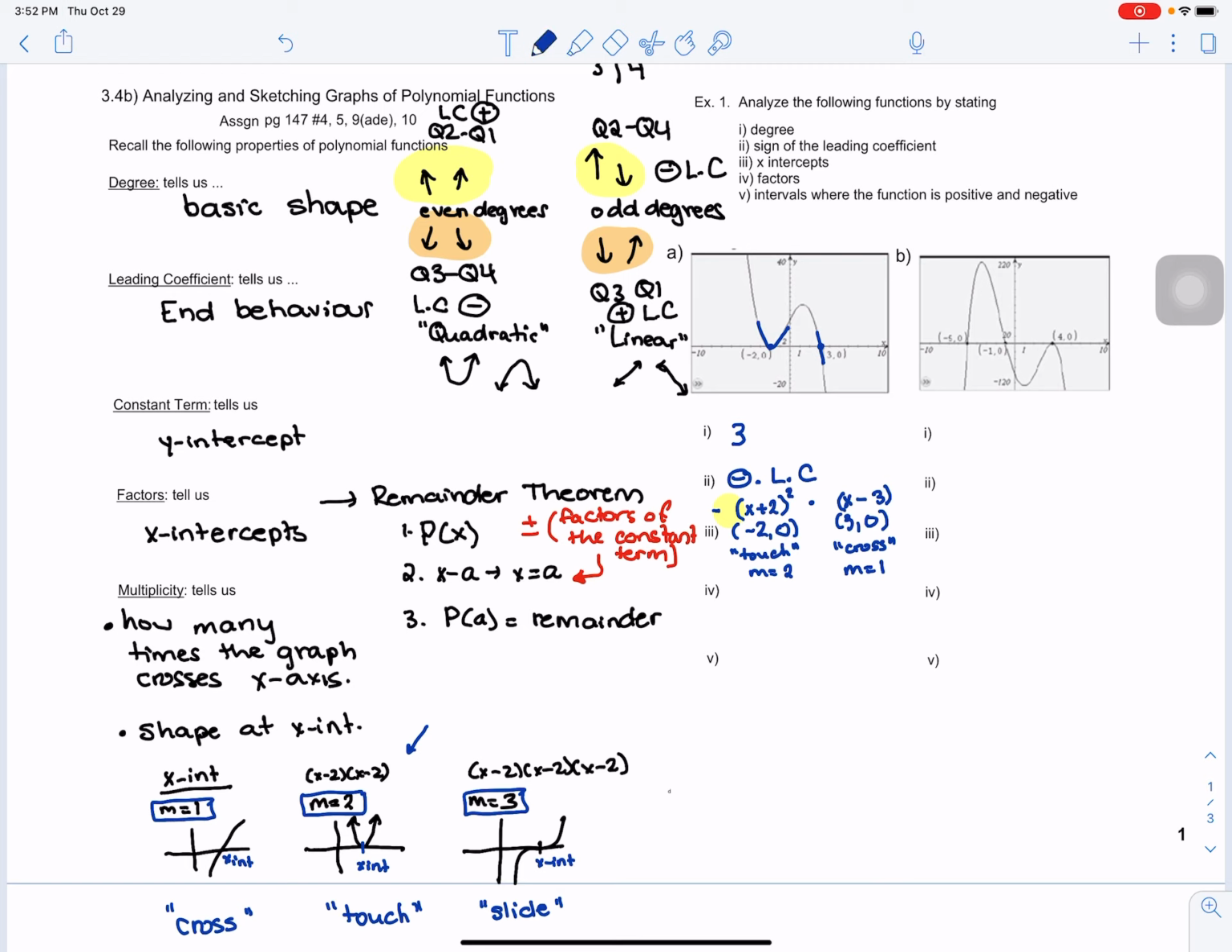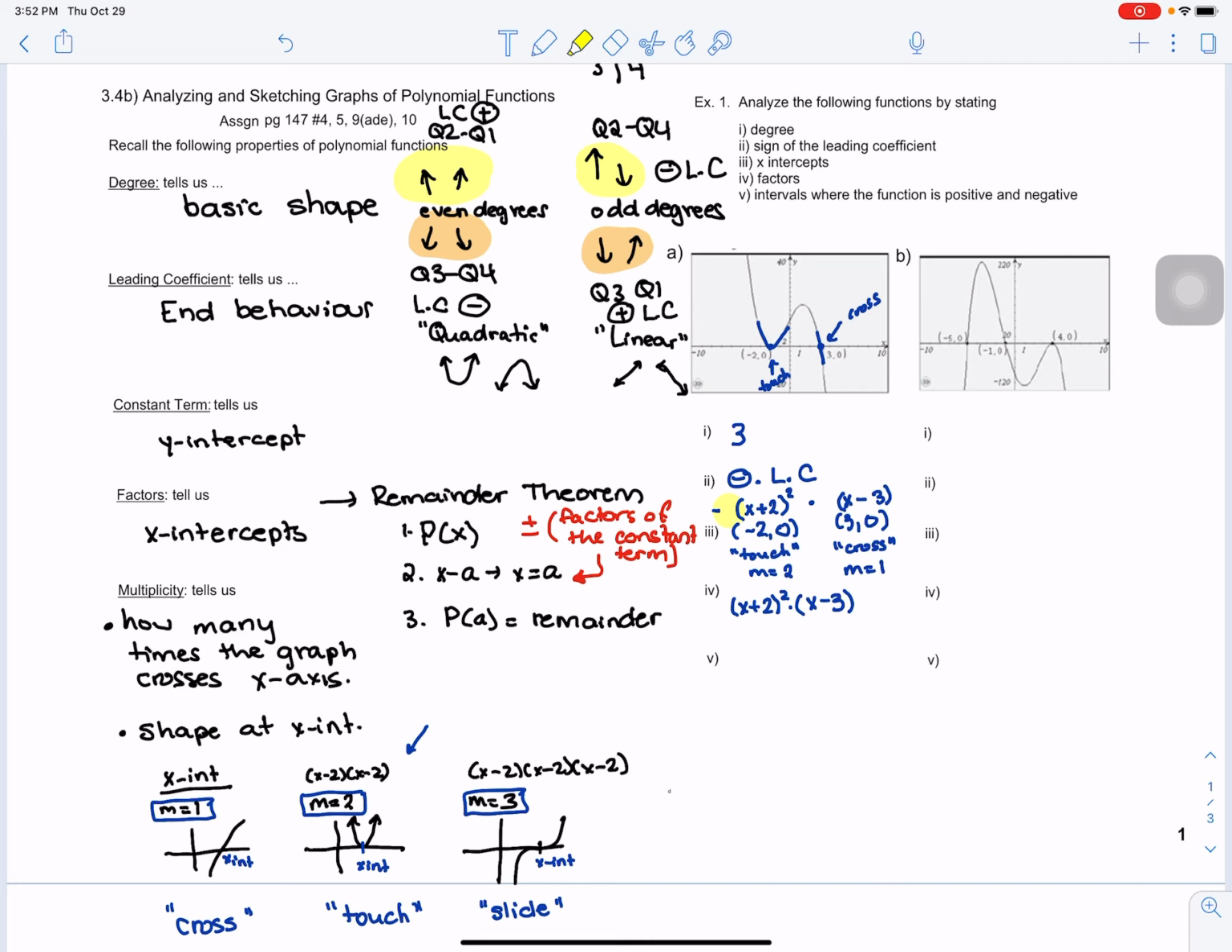What are my factors? Well, for sure, I'm going to have an x plus 2 squared factor. And then for sure, I'm going to have an x minus 3 factor. Otherwise, I'm not going to get a cubic polynomial. I'm not going to get a degree 3. So I need 2 of these brackets because that's doing a touch. And then this one is doing a cross. So we know that it has to have that factor 1 time.